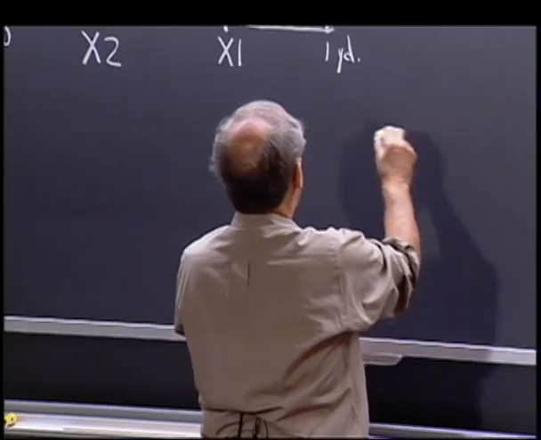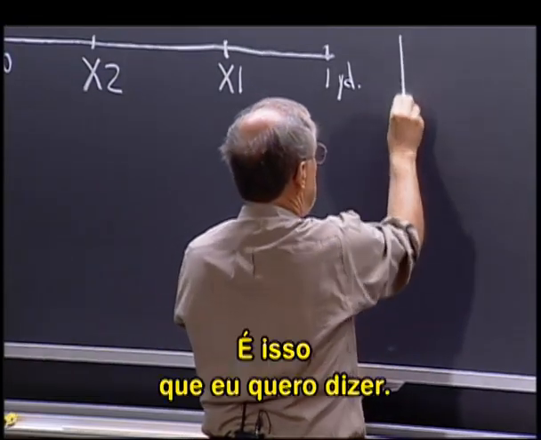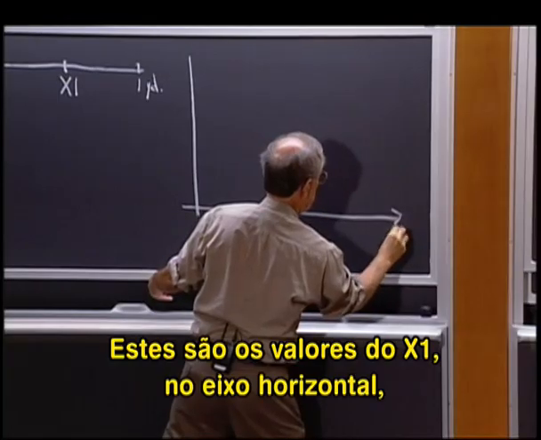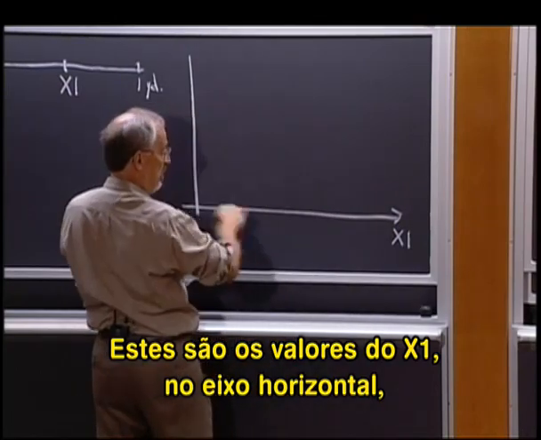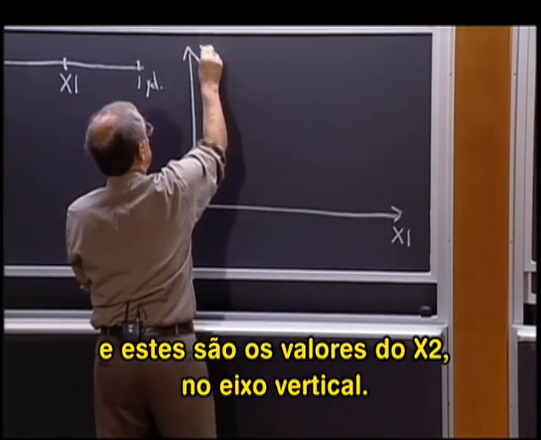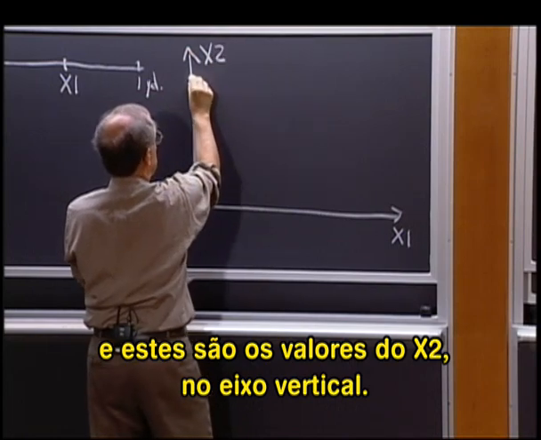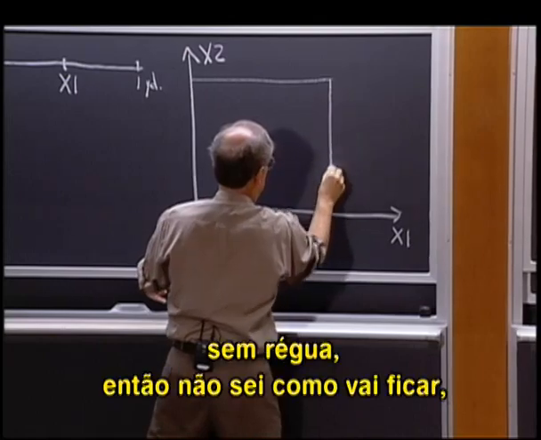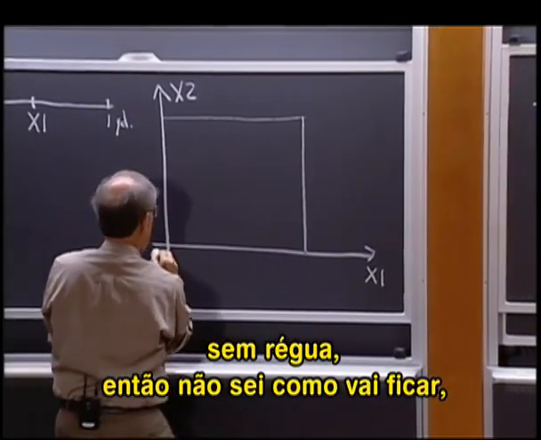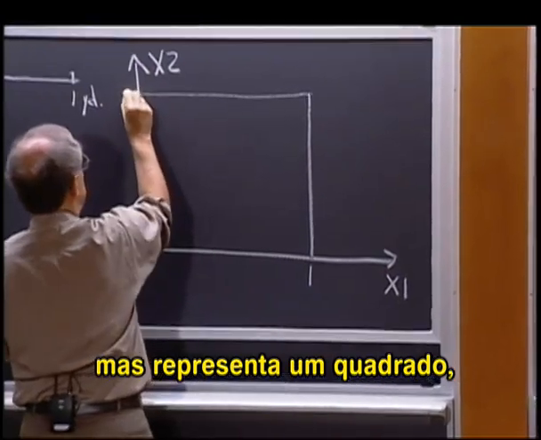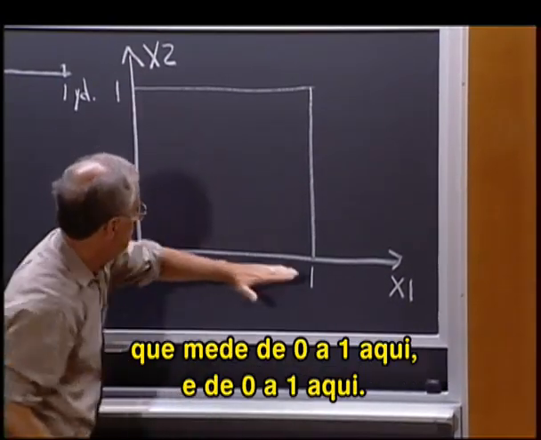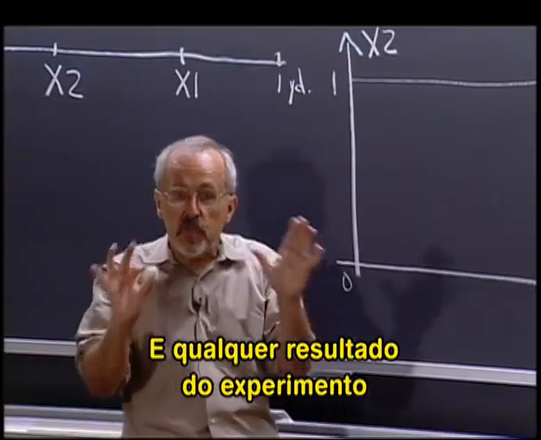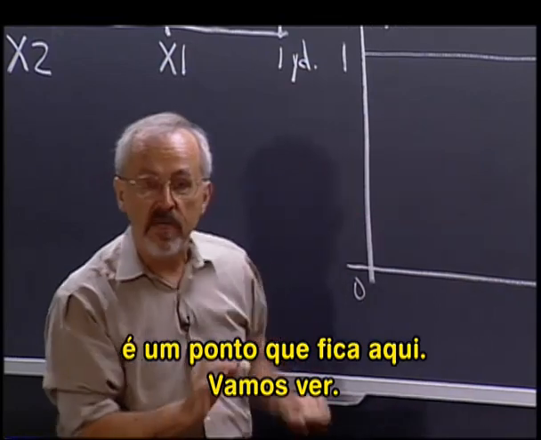Well, this is what I mean by that. Here's values for x1 on the horizontal axis. Here's values for x2 on the vertical axis. Now I'm doing this by eyeballing it, so I don't know exactly how this is going to come out, but it's supposed to be a square of dimension 1, with 0 to 1 here and 0 to 1 here. And any particular outcome of this experiment is a point right in here.